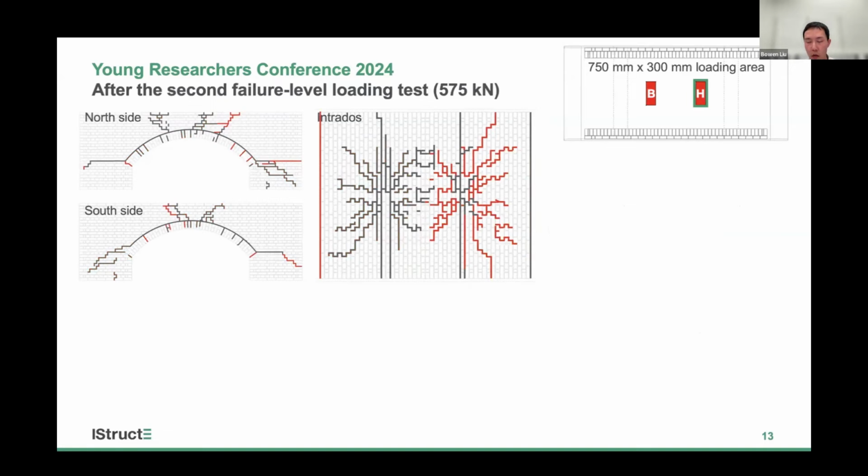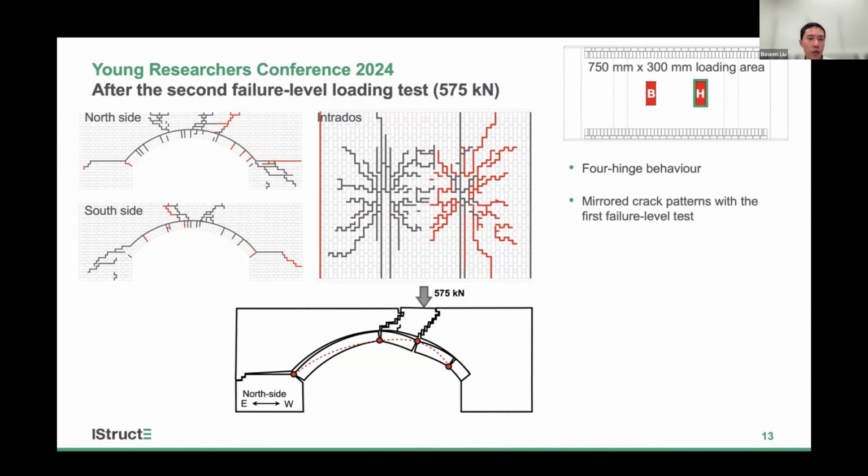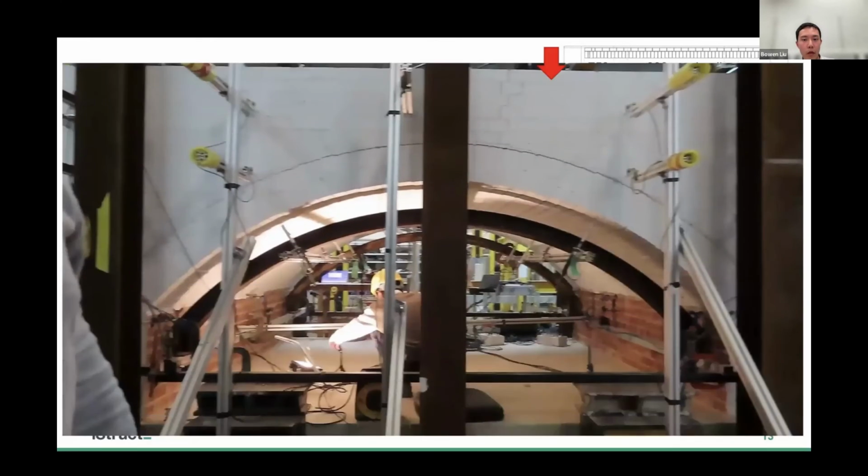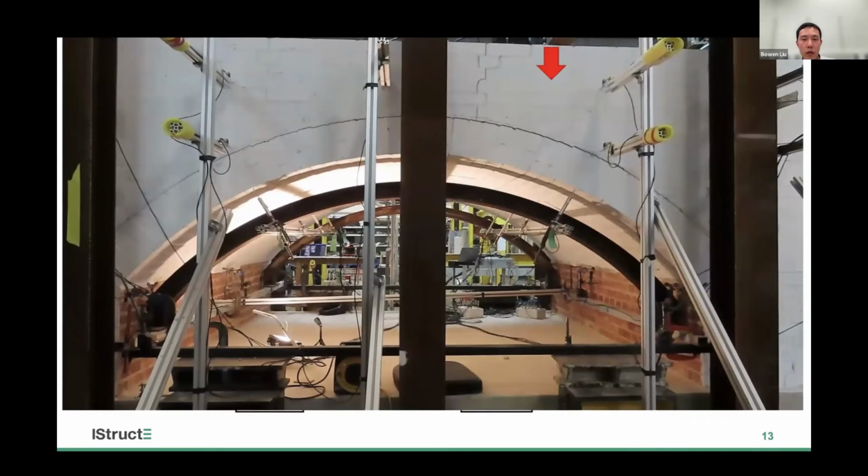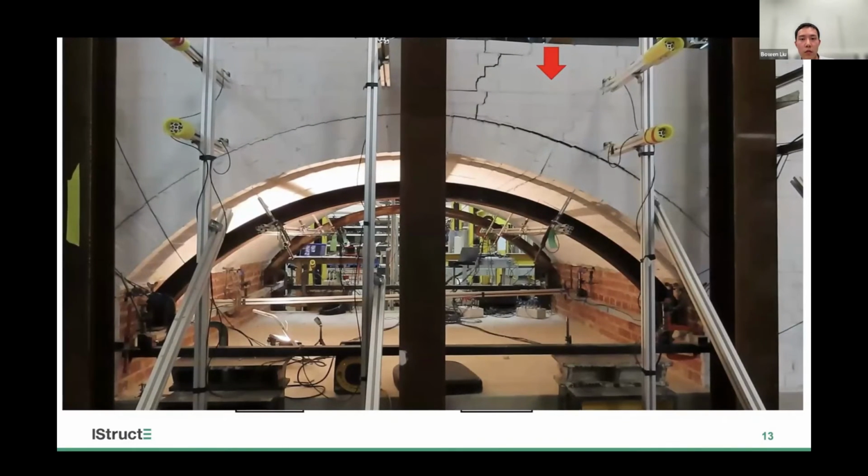Then we move the loading location from point B to point H, over the 3/4 span location of the arch barrel. We would like to assess the residual capacity and residual stiffness of the bridge. From the second failure level load test, we observe similar behavior of the bridge as in the first failure level test. The bridge behaved in a 4-hinge mechanism, and the crack pattern is almost mirrored. This video shows the north side view of the bridge.